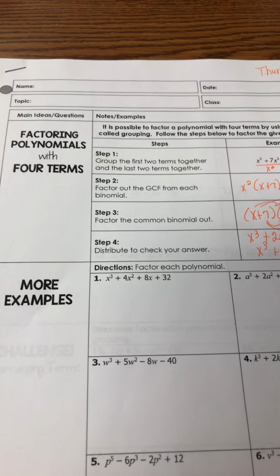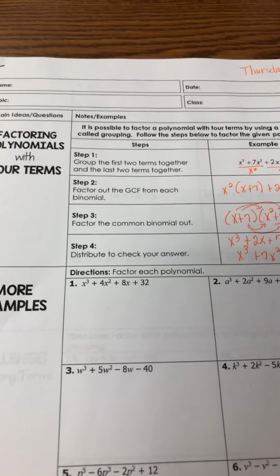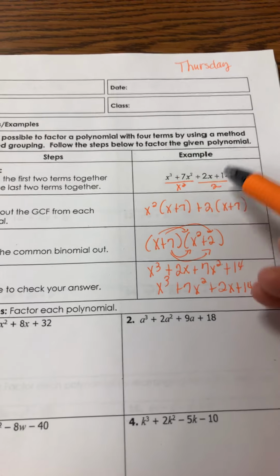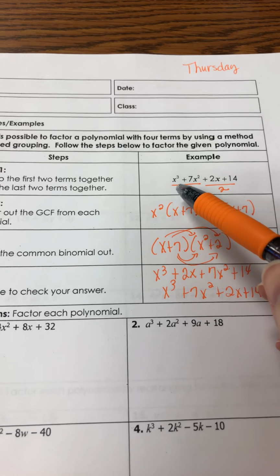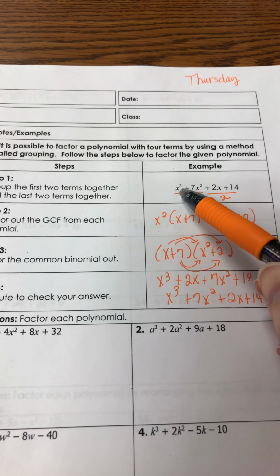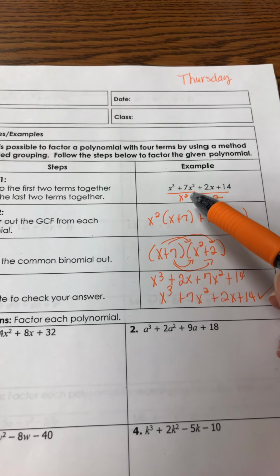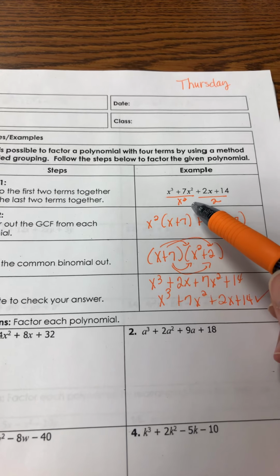Let's look at our final factoring unit. This is factoring polynomials with 4 terms. When you factor polynomials with 4 terms, it's usually in your best interest to go ahead and put them in descending order according to their exponents: 3, 2, 1, constant. And then do the exact same thing we did when we were factoring trinomials when a was greater than 1.